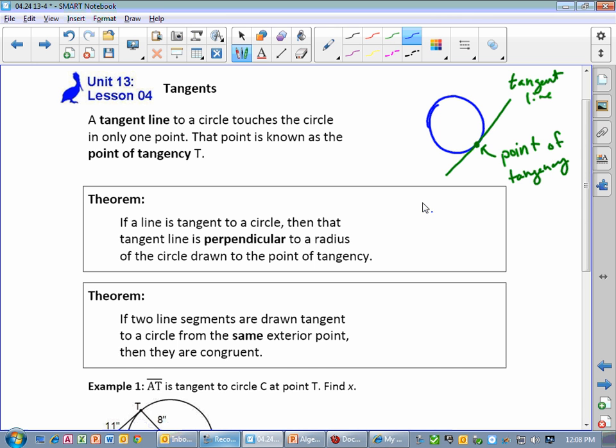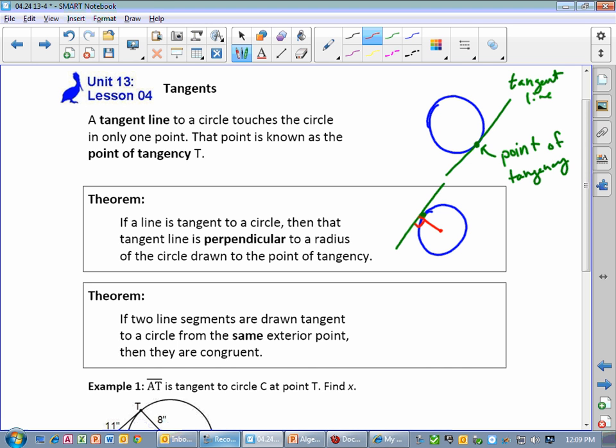Okay. So let's draw another circle. And let's draw another tangent line. So a tangent line can be anywhere on our circle. I'll just draw one up here. So there's my tangent line. Now this theorem says that if we've got a tangent line, then if we draw a radius, a segment from the center to that point of tangency, we will get a right angle. They are perpendicular.